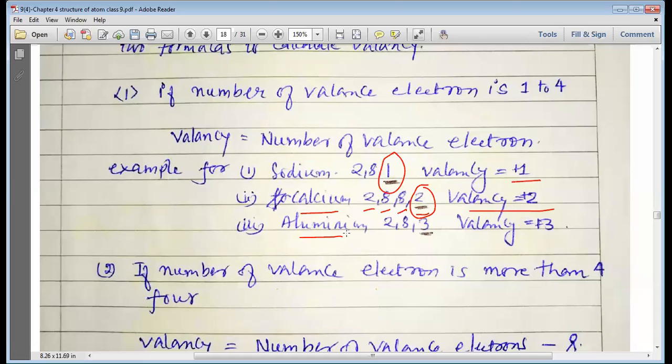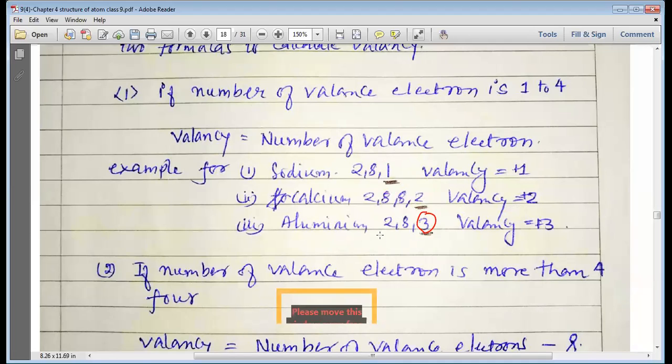If we look into aluminium, the electronic configuration of aluminium is 2, 8, 3. So you can see that in the outermost shell we have 3 electrons, and that is why, my dear students, the valency of aluminium is 3.